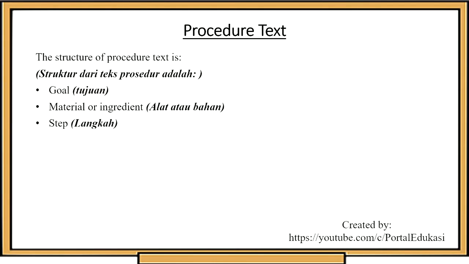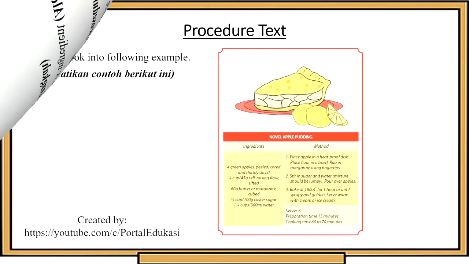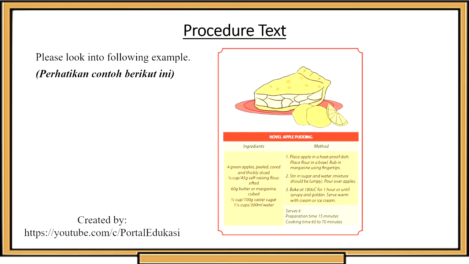The structure of procedure text is goal, material or ingredients, and steps. Please look into the following example.